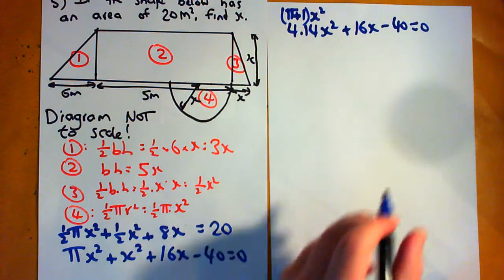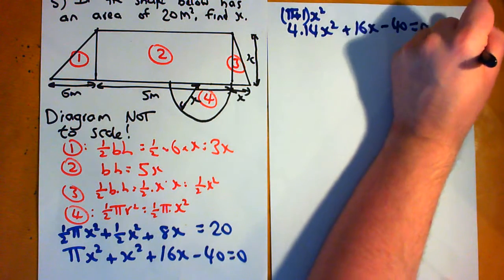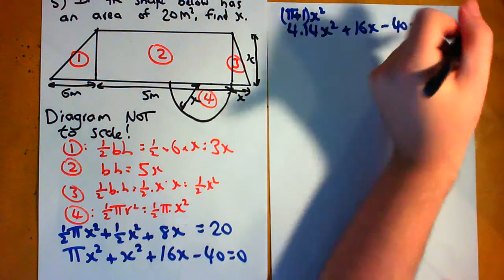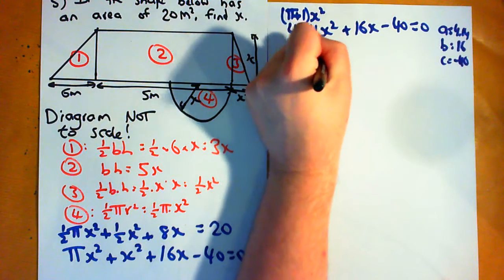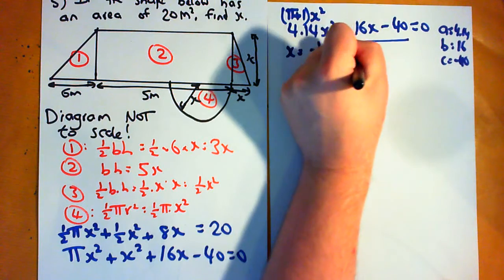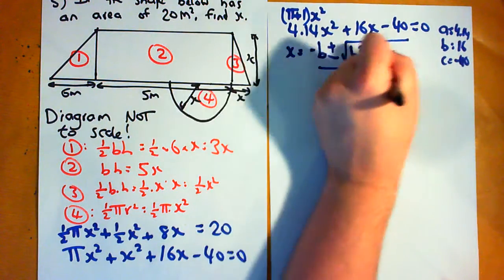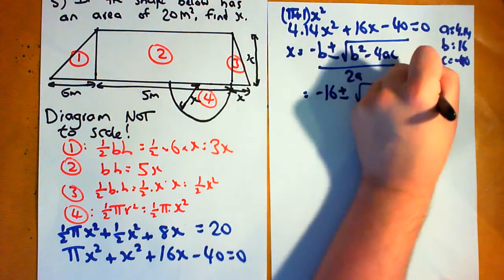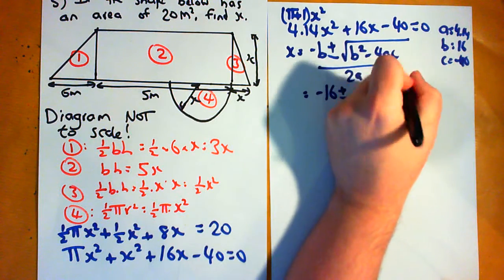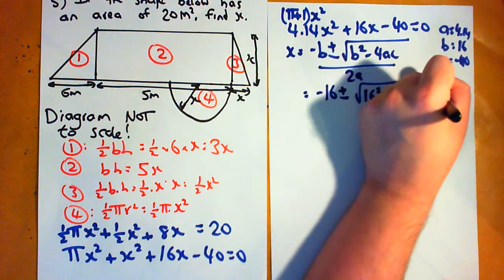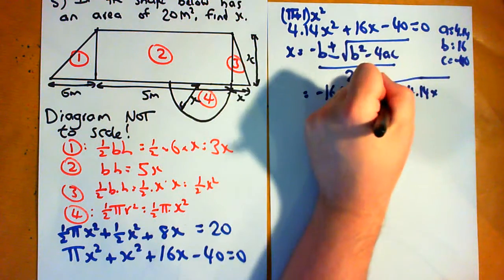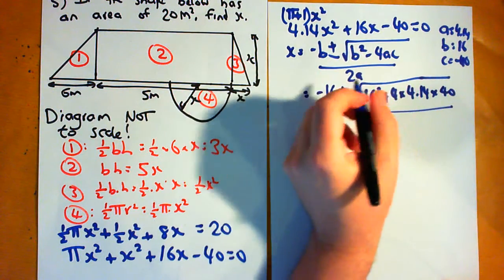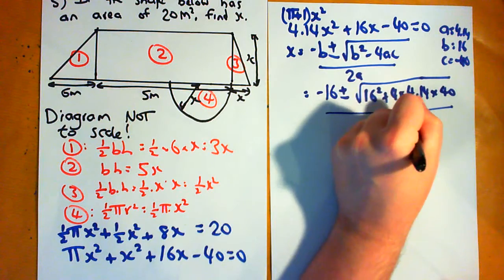So we now have a quadratic. We have a equals 4.14, we have b equals 16, and c equals minus 40. Okay, so x equals minus b plus or minus the square root of b squared minus 4ac, divided by 2a, which is negative b, which is negative 16, plus or minus the square root of 16 squared minus 4 times a, which is 4.14, times c, which is negative, so that we can change that to a plus 40, all divided by 2a, which is 2 times 4.14.